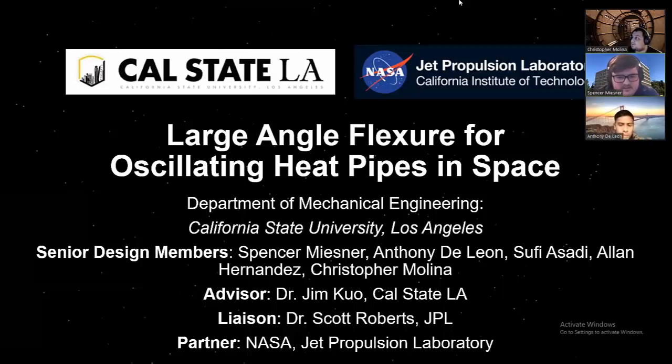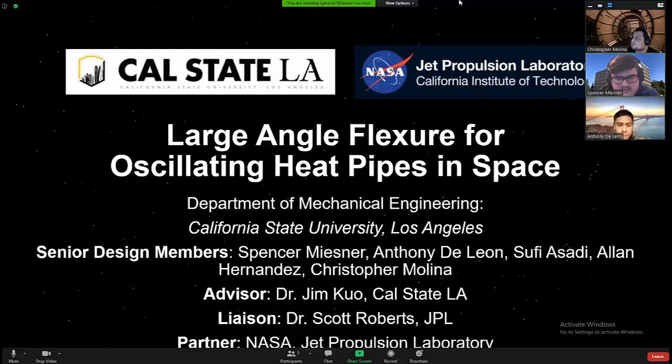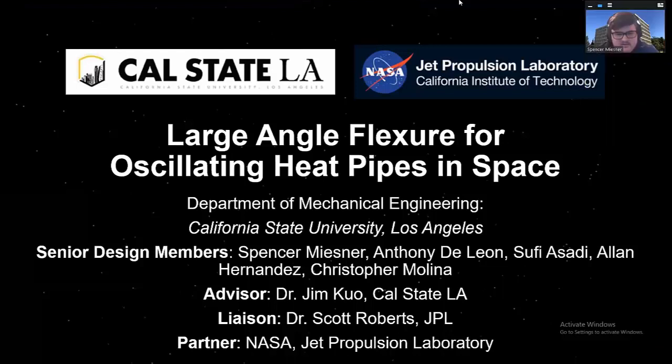Our project is titled Large Angle Flexure for Oscillating Heat Pipes in Space. This is done through the Department of Mechanical Engineering at Cal State LA. Our senior design members are me, Spencer Miesner, and my partners are Anthony De Leon, Sufi Asadi, Allan Hernandez, and Christopher Molina. Our advisor for this project was Dr. Jim Kuo through Cal State LA. Our liaison was Dr. Scott Roberts at JPL, and our partner for this project is NASA Jet Propulsion Laboratory.